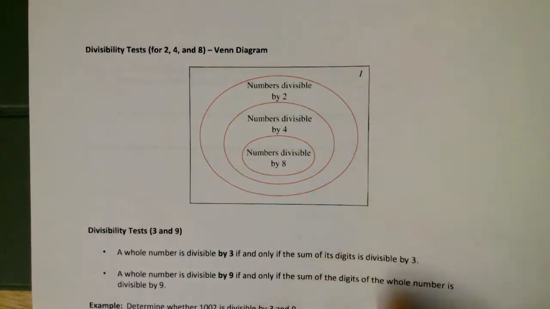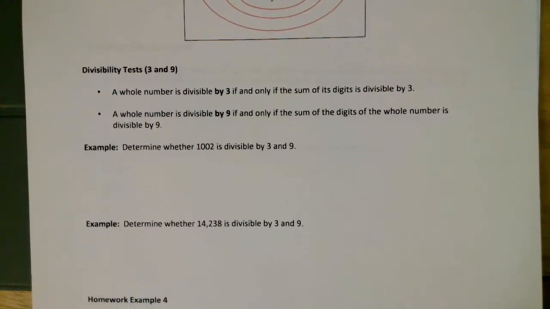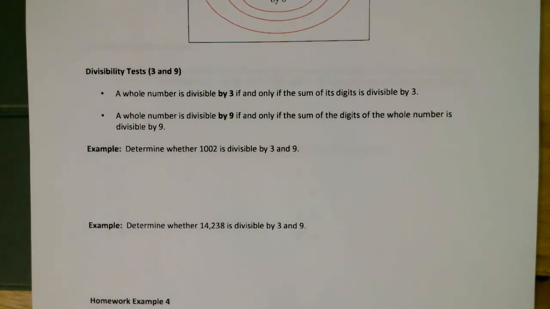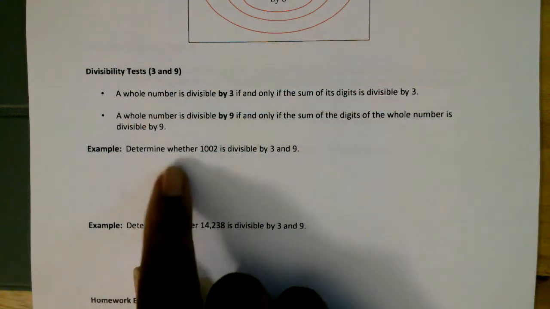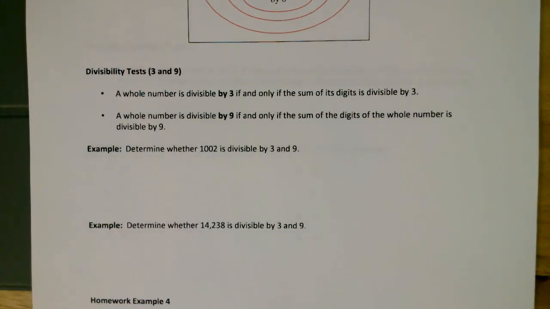Okay. All right, next we'll look at the divisibility test for 9 and for 3. A whole number is divisible by 3 if and only if the sum of its digits is divisible by 3. And then for 9, a whole number is divisible by 9 if and only if the sum of the digits of the whole number is divisible by 9. So let's take a look at this example. I want to determine whether 1,002 is divisible by 9. I mean by 3. We'll start with that.